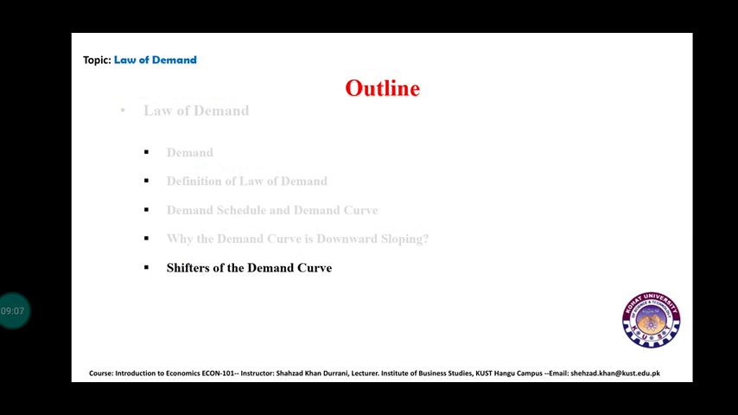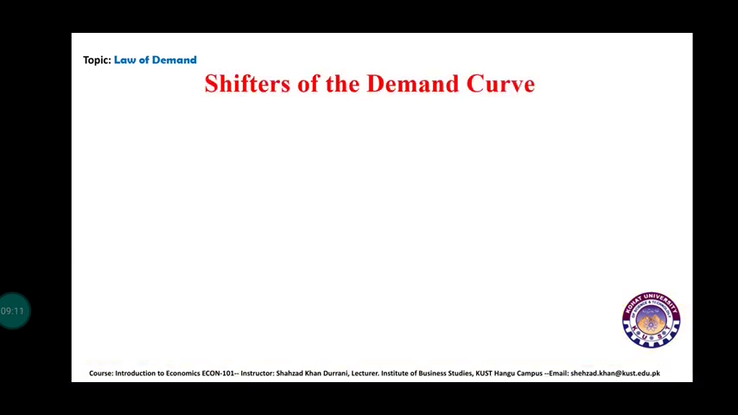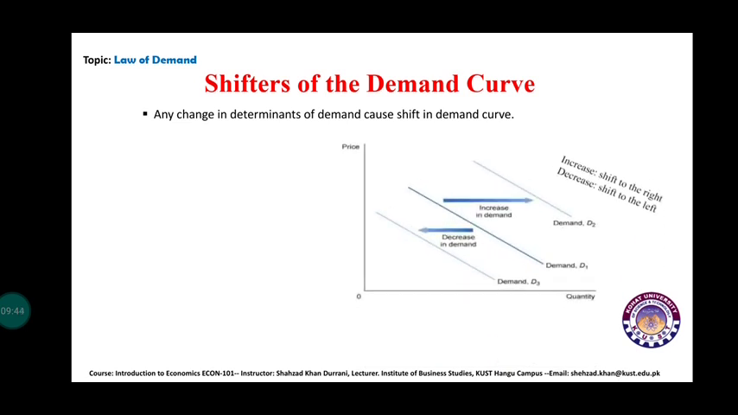Then, shifters of the demand curve. Any change in the determinants of demand causes a shift in the demand curve. These determinants are other than the price. If there is a change in the price, that's called a change in quantity demanded. If there is a change in the other determinants, that's called a change in demand. Graphically, a change in the determinants of demand can cause the demand curve to shift to the right or to the left. If there is an increase in demand, it will shift to the right. If there is a decrease in demand, it will shift to the left.